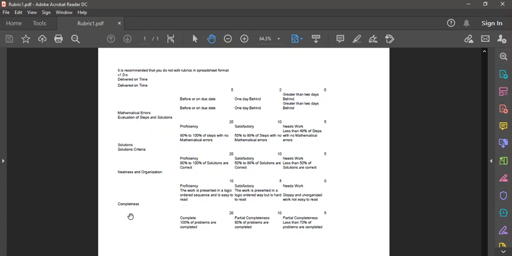About the completeness, you can get 20 points if your problems are 100% complete. Sometimes we skip some steps, so it is very important to have all the development in place so we can see how you were performing your calculations. The partial completeness, around 80%, cuts these points in half, so you can get 10 out of 20. And if less than 70% of your problems are completed, you can get only 5 points out of 20.